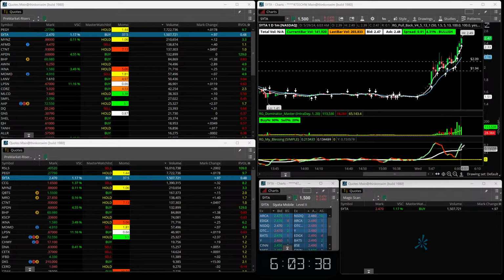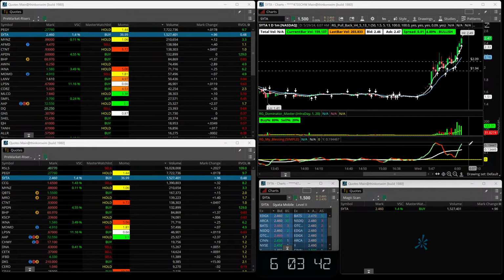When this one line starts rolling over and see red, that might be a good entry or a good exit. Not entry, exit.